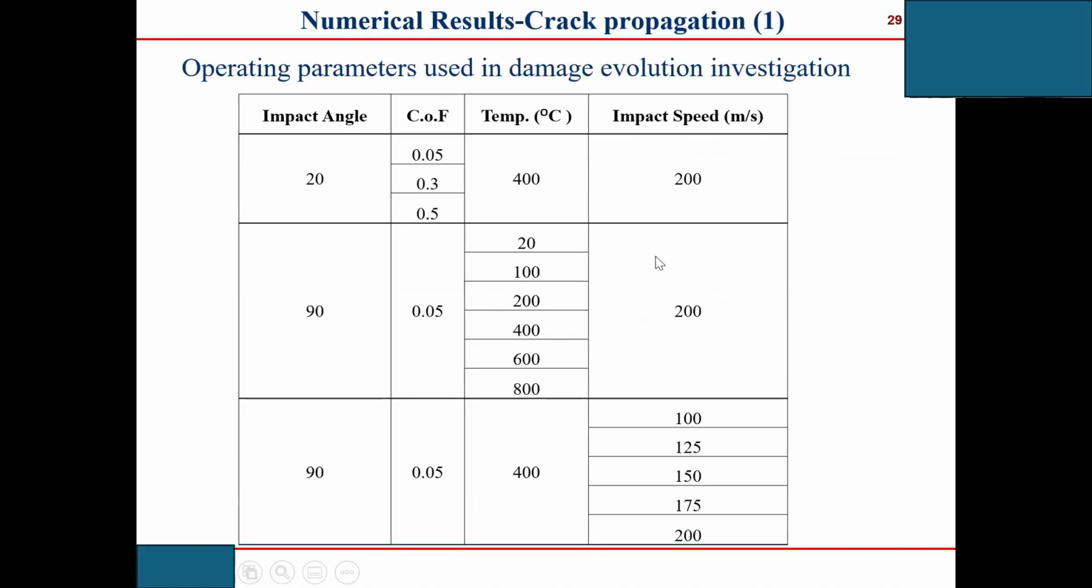Okay, so that was the phase transformation, and now we talk about the damage evolution investigation. Here are the impact angles 20, 90, and 90, and the coefficients. For different temperatures: for this impact angle, we have 6 temperatures, but for this one, we have 1 temperature. Impact speed 20, 200, 200. For this case, we have 5 different impact speeds.